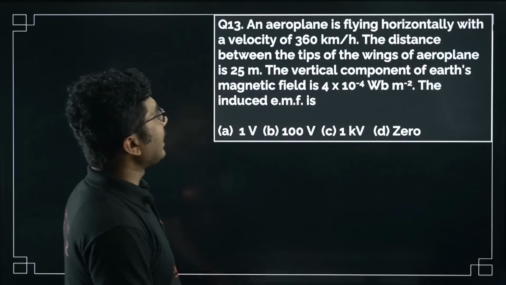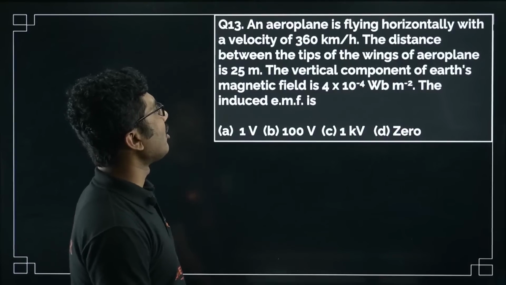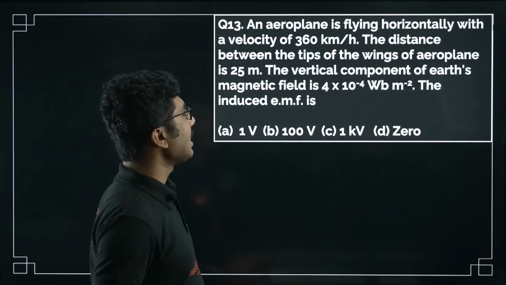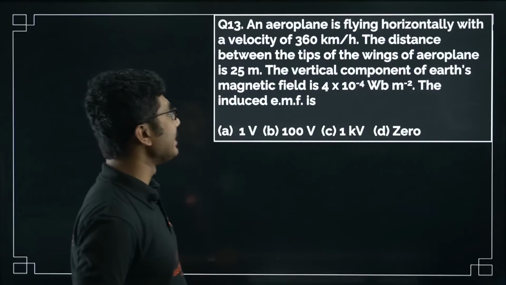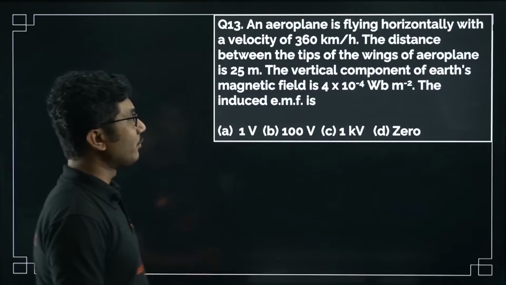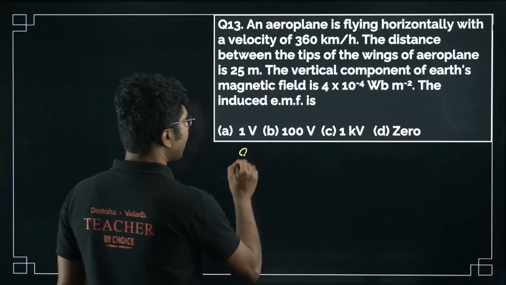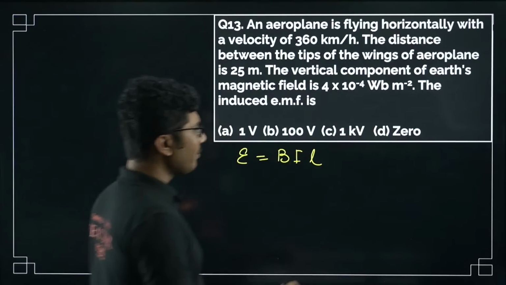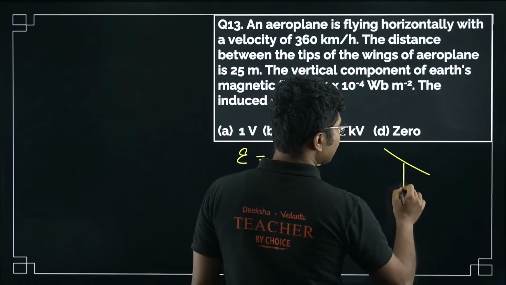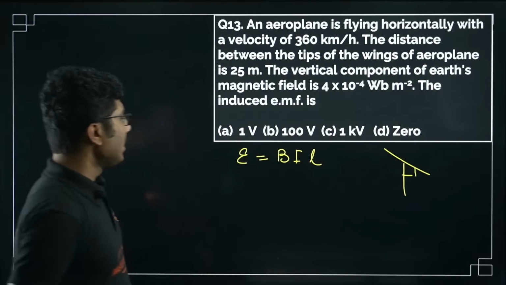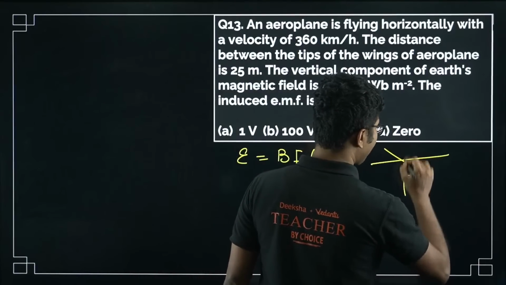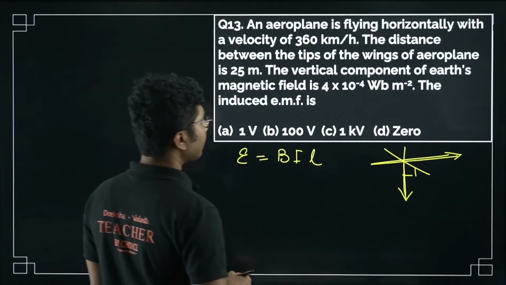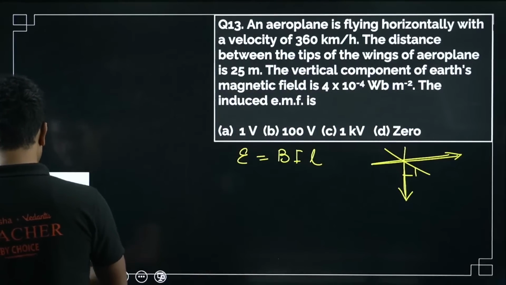Okay, an aeroplane is flying horizontally with the velocity of 360 km/h. The distance between the tips of the wings of the aeroplane is 25 meters. The vertical component of Earth's magnetic field is 4 into 10 to the power of -4 Weber per meter squared. The induced EMF is BIL sin theta. Theta is obviously 90 degrees, so it will be 1. Right, so this is the plane. Plane is flying like this, the magnetic field is like this, so the plane is flying in this direction. So we have to use this formula. Okay, sorry, not BIL, BVL.